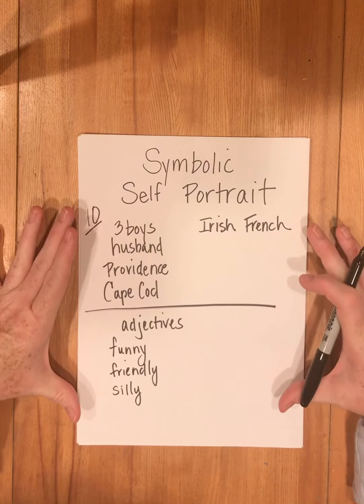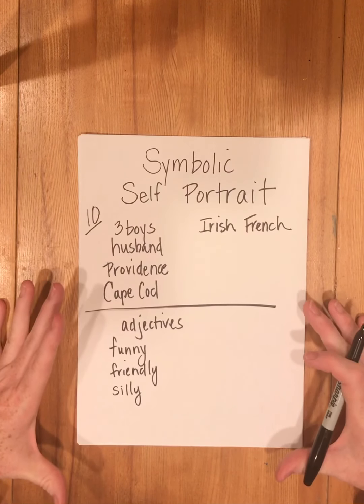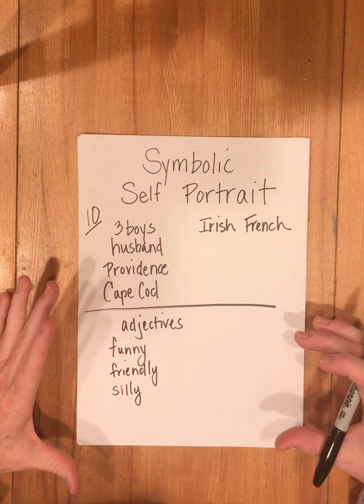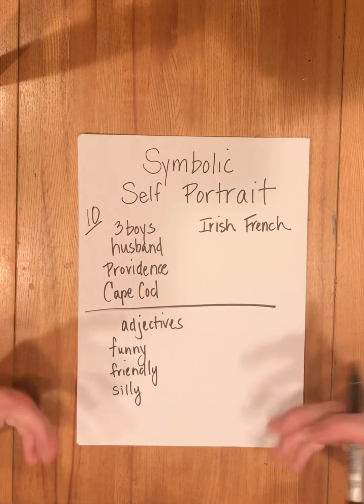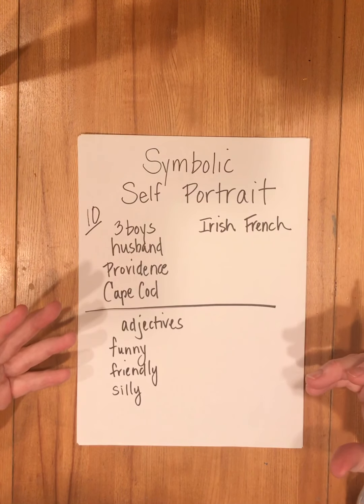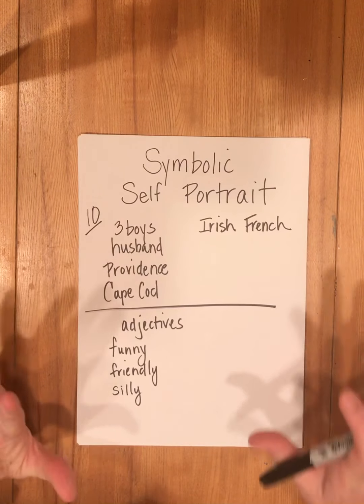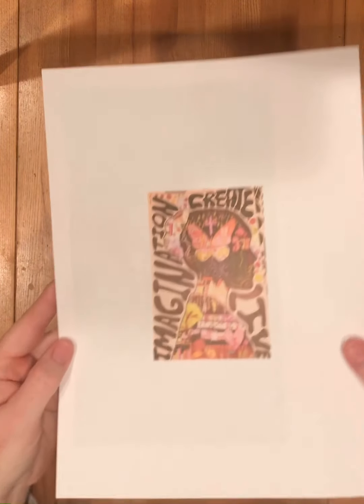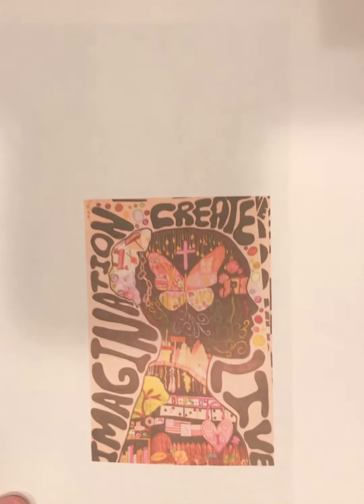Okay, now that we have the brainstorming part down, now we want to transform this into a design. Okay, and there's a simple process that I want you to take for this. But before we do that, I'm going to show you just a few examples of some symbolic self-portraits. So I'm going to bring this one a little bit closer.